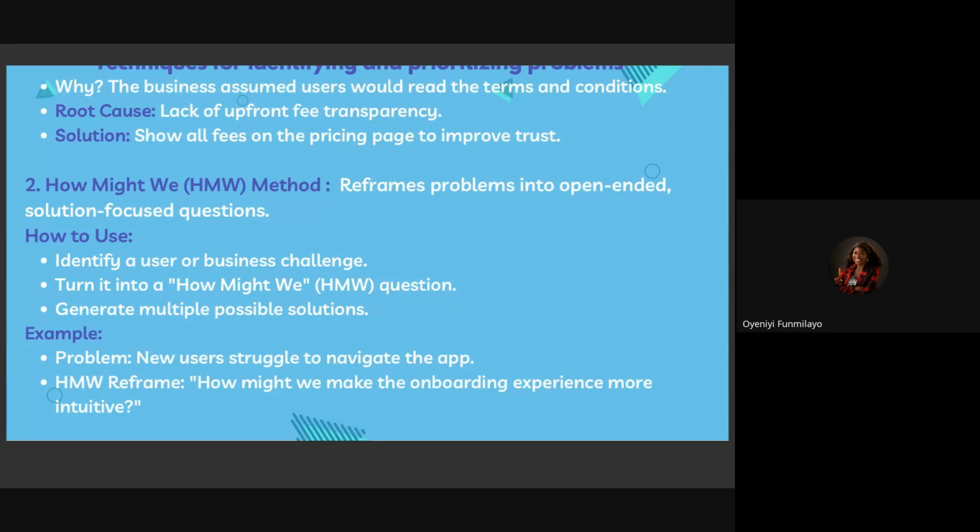So the thing is, you identify a user or a business challenge. Let's say you pick one, right? And then you turn it into, how might we solve this challenge? That's the business or the user challenge. And then you generate multiple possible solutions. That's why I say this is mostly done with a large number of team members.